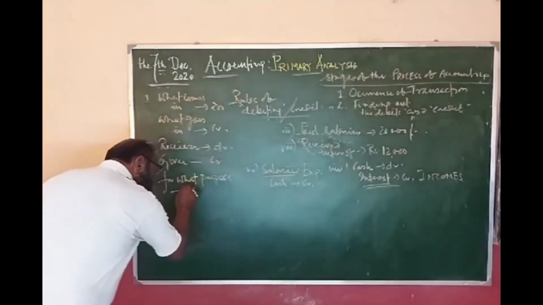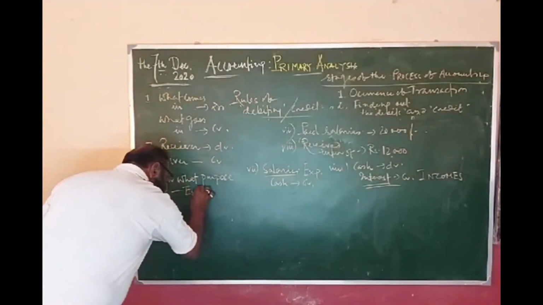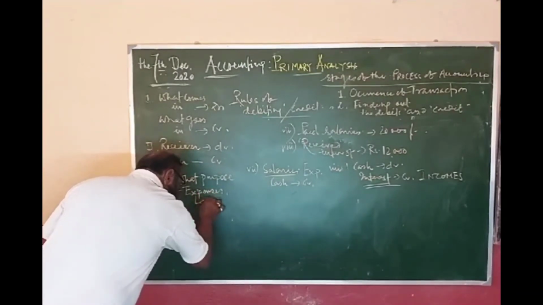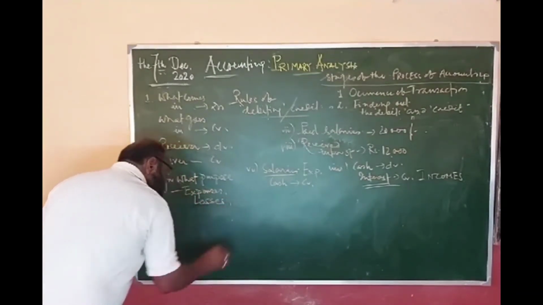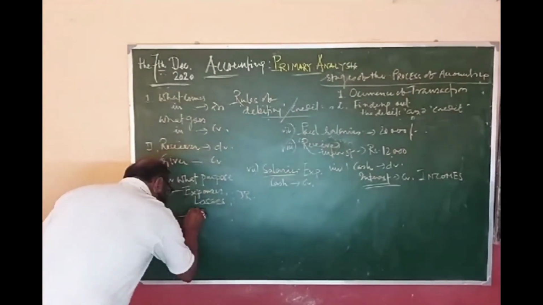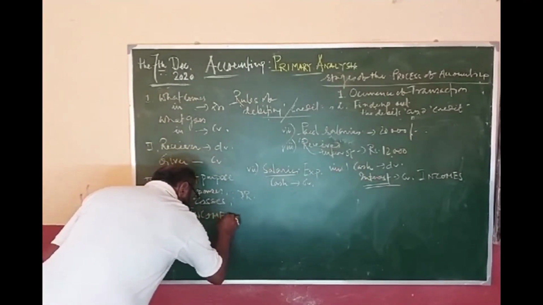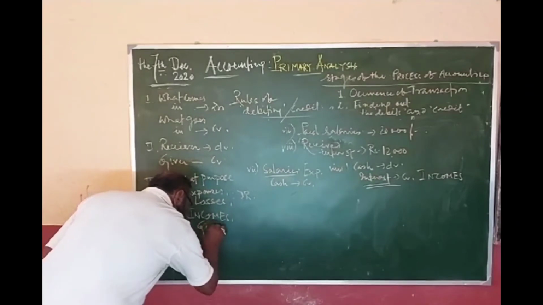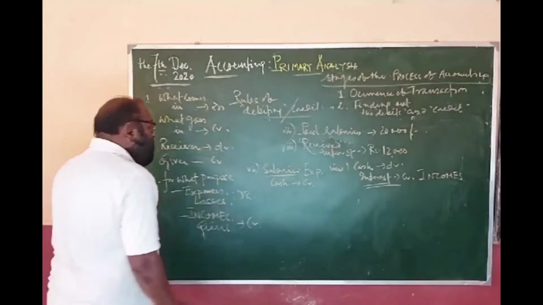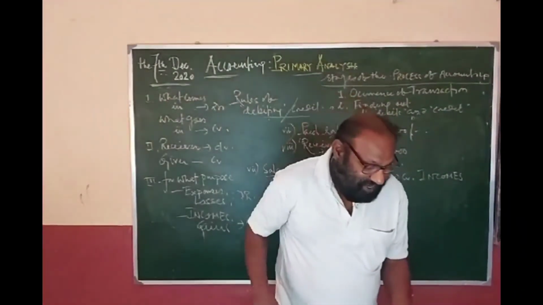So from this we can develop: expenses and losses will be debit, and incomes and gains will be credit. I will detail it in the coming classes. So these are the basic rules of debiting and crediting.